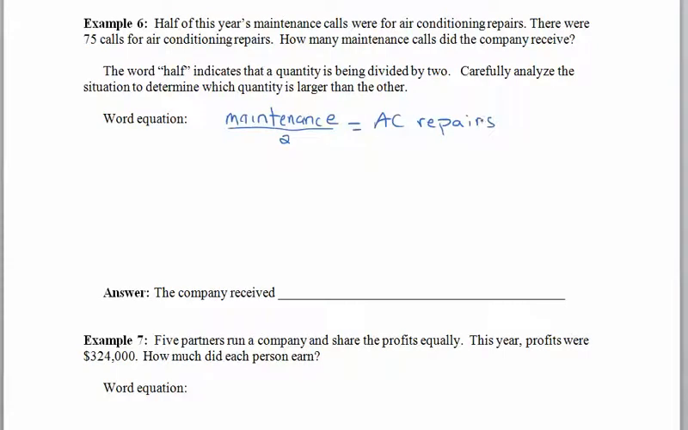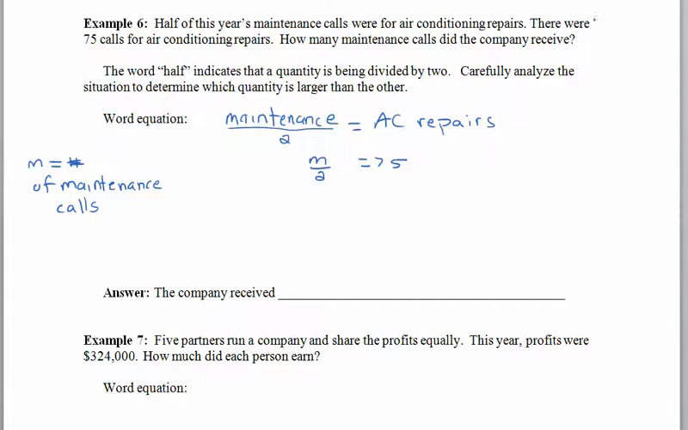All right, let's see. What do we know? Well, I know that the air conditioning repairs, there were 75 of those. But I don't know how many maintenance calls there were. So let's use a variable for that. So M is equal to the number of maintenance calls. So we have M divided by 2 is equal to 75.